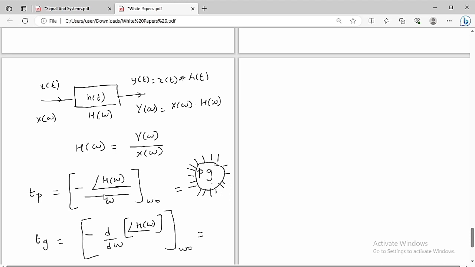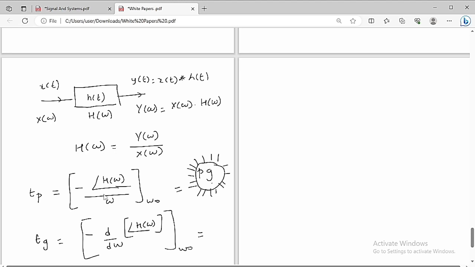So therefore we can say TP is equal to minus phase angle of H of omega by omega, and TG is equal to minus d by d omega of phase angle of H of omega. So these things you always have to keep in mind. TP is equal to minus phase angle of H of omega by omega, and TG is equal to minus d by d omega of phase angle of H of omega.